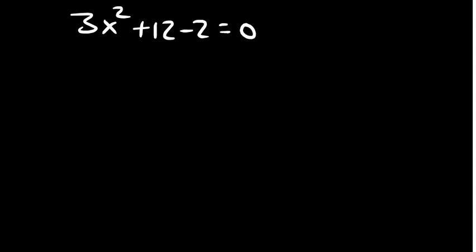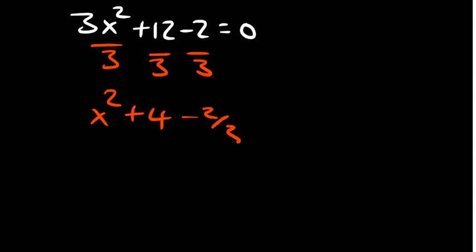So now let's do this one. Let's say we have 3x² + 12x − 2 = 0. Basically there we need to make sure that the coefficient of x² is a what? A 1. So what do we do? We divide by 3. So we now have x² + 4x − 2/3 = 0.